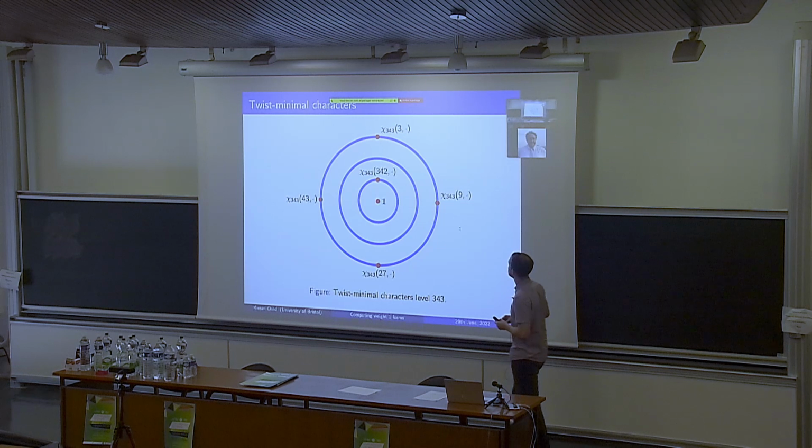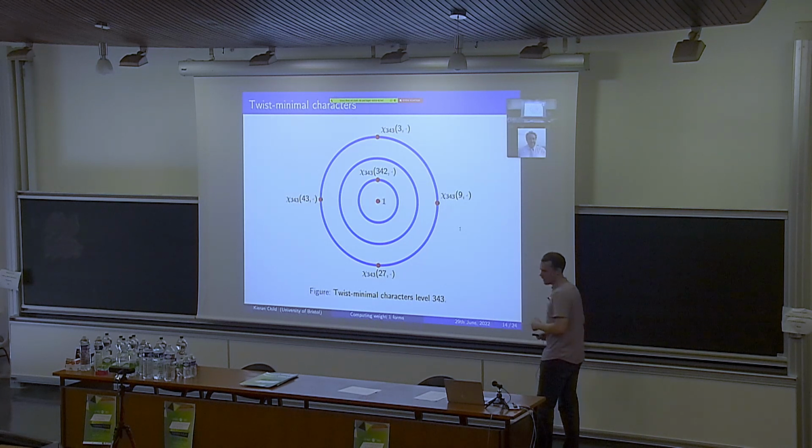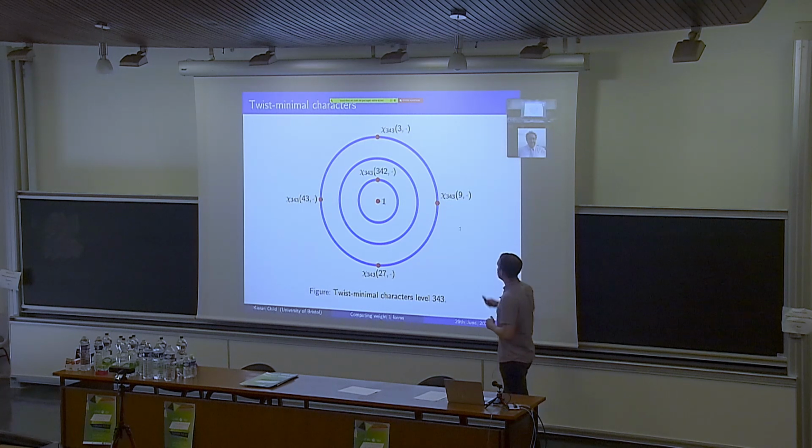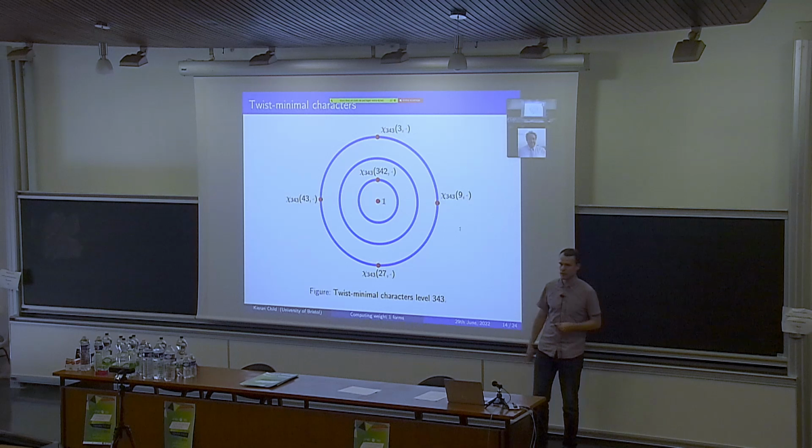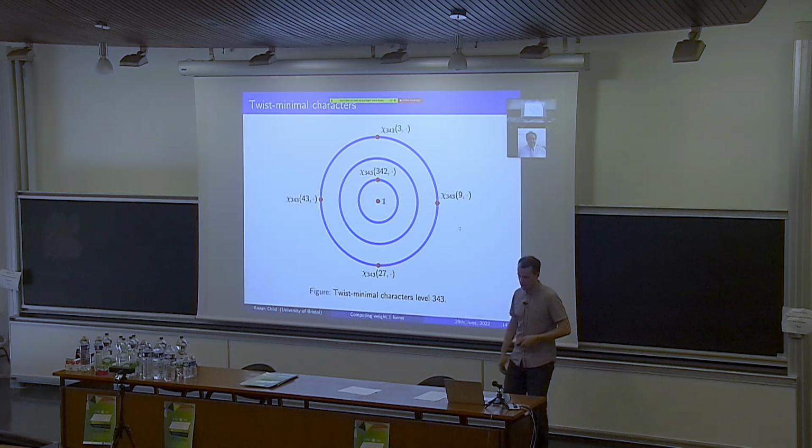In particular, here I've categorized them by conductor. So we've got the trivial character in the middle, and then this outer ring has conductor 343. And in particular, nothing of conductor 49 is twist minimal. So we don't need to compute anything of conductor 49 at level 343 in order to get everything.